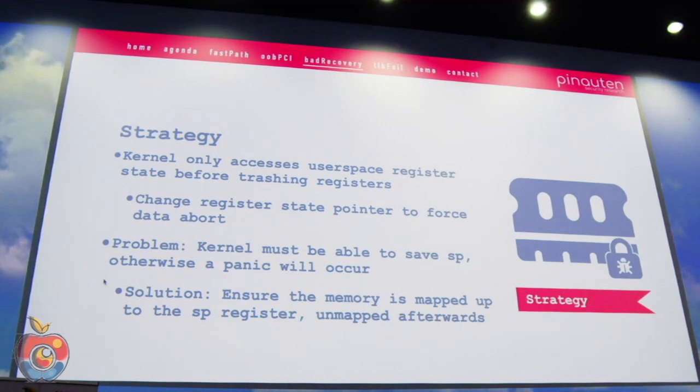switch to the user space stack, which is also used in kernel mode as the kernel stack, but with a different value, obviously. So the solution is we just make sure that our user space register state is mapped up to the SP register and unmapped afterwards. So the kernel is able to save the stack pointer, and if it wants to save other registers later, then it just triggers a data abort.